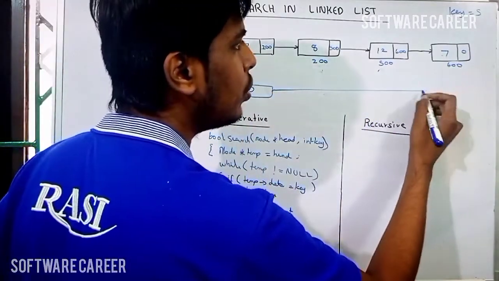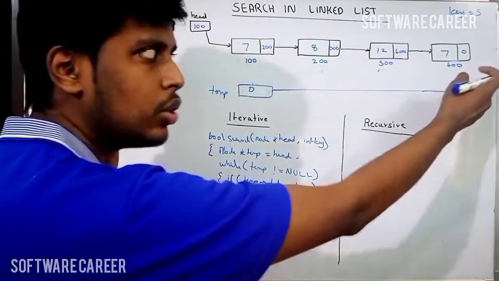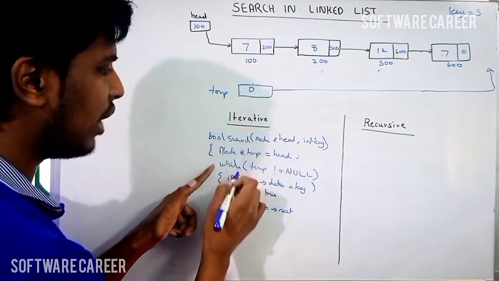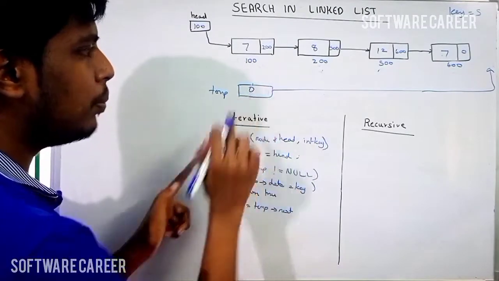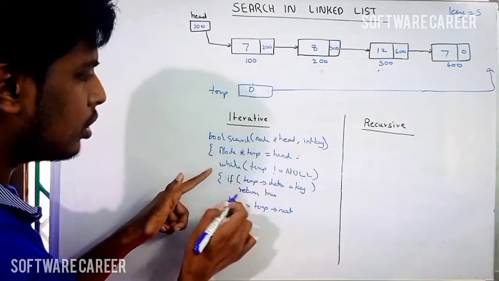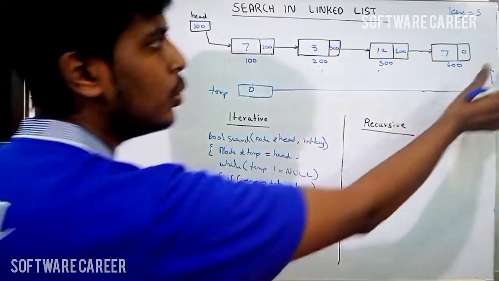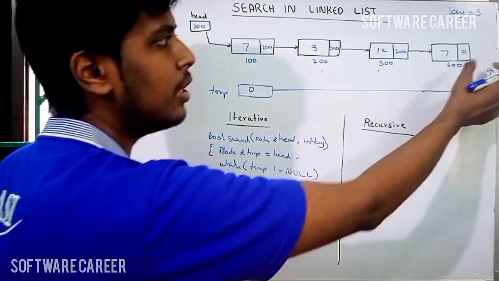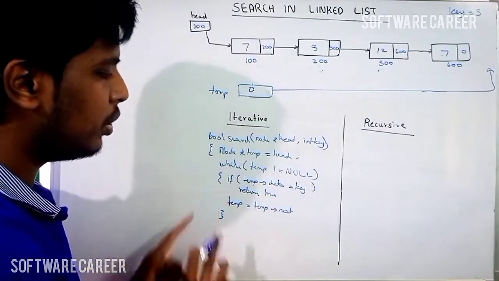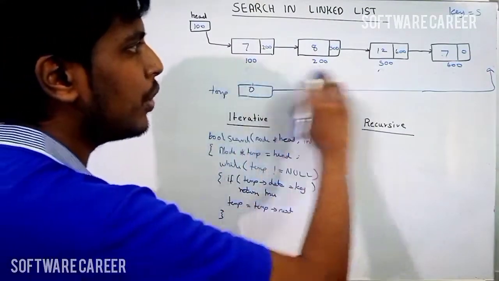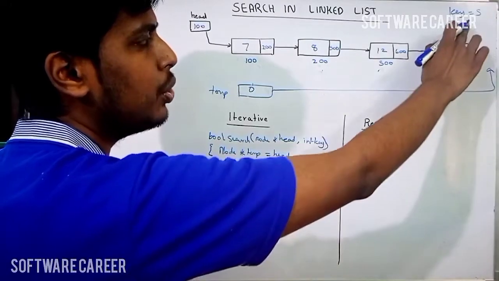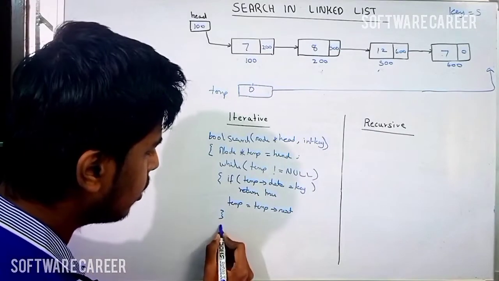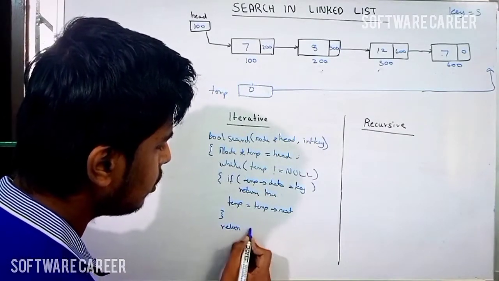Then this pointer will point to the next node. There is no node present after this, so it is 0. That's why I'm writing while temp not equals to null. Now temp is null, so at this stage it does not enter the loop. You can't find data in a nonexistent node. If you don't find the key element in the linked list, you should return false. So I'm writing here: return false.